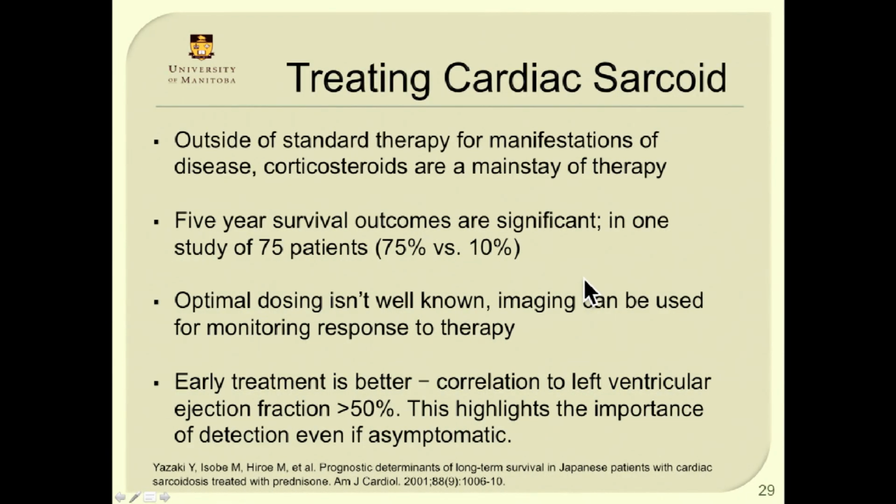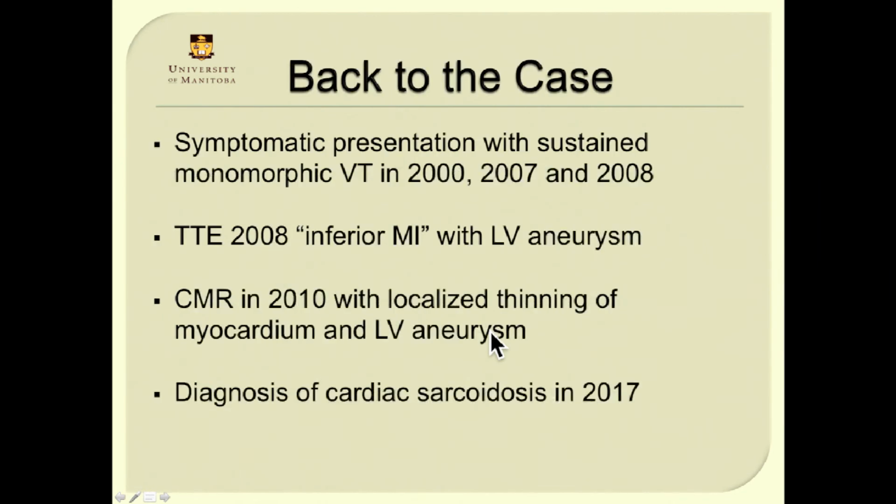versus 10 without steroid treatment. We don't know exactly too much about optimal dosing, but we do know that early treatment is better. One study looked at the improvement benefits in patients with a preserved ejection fraction who were then started on steroids versus those who already had a reduced EF under 50%. We found that there was a survival benefit to this as well.